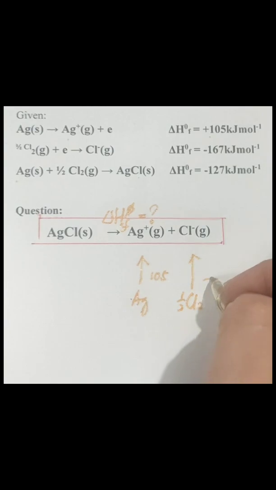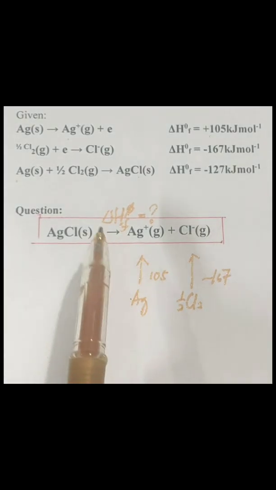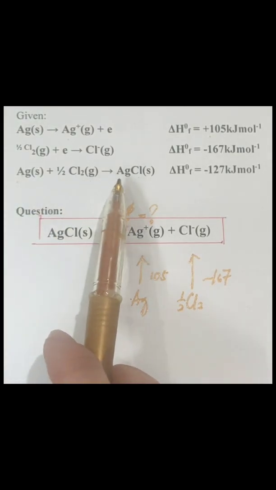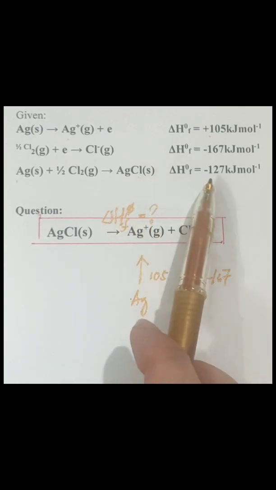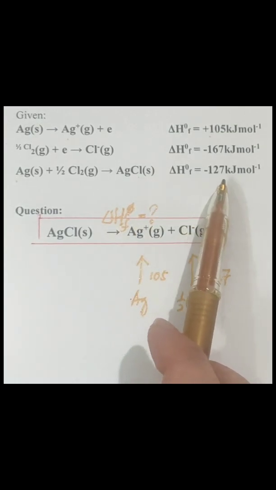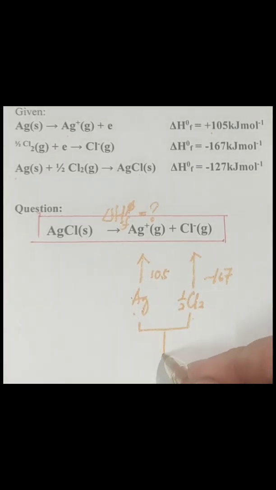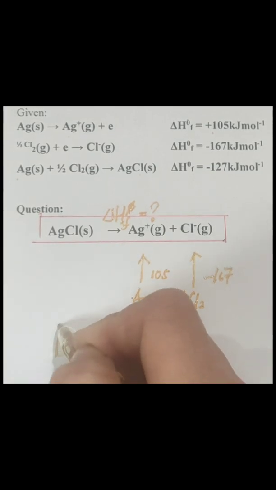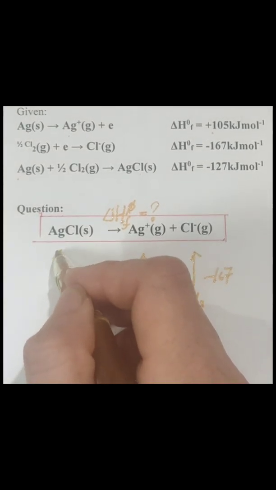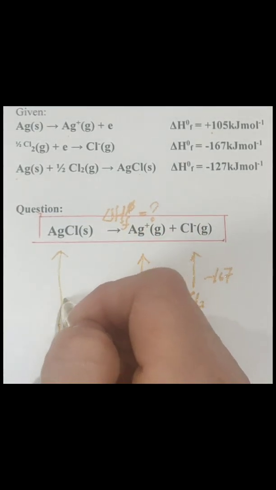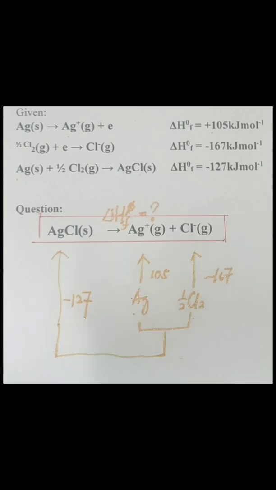We need negative 167 kJ per mole. After this, last one. When silver reacts with chlorine, we will get silver chloride, and the enthalpy change is negative 127. So the enthalpy change should be negative 127.